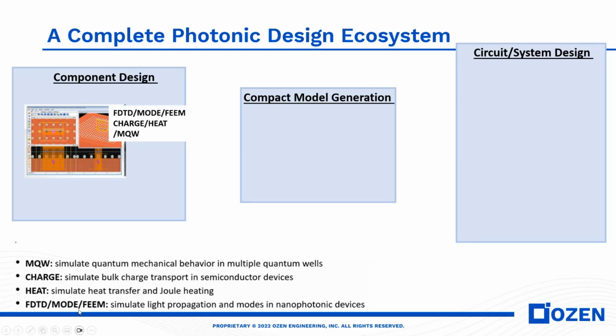For instance, FDTD and MODE can be used for light propagation and modes in nanophotonic devices. You can calculate the transmission, absorption, scattering, and the dispersion parameters. With HEAT, you can simulate the heat. With CHARGE, you can define different doping and, based on the drift diffusion equation, simulate the bulk charge transport in semiconductor devices. And with the multi-quantum well, you can simulate the quantum mechanical behavior in your device.